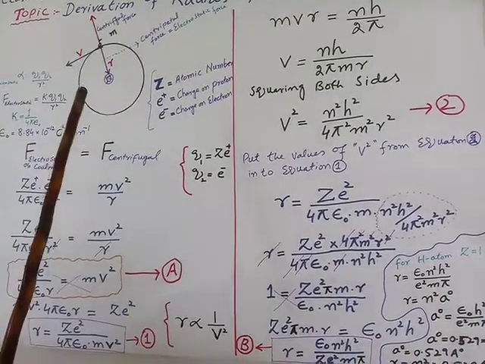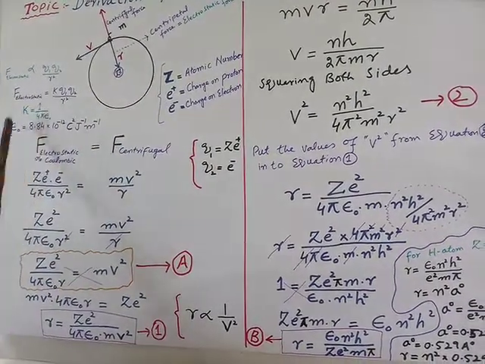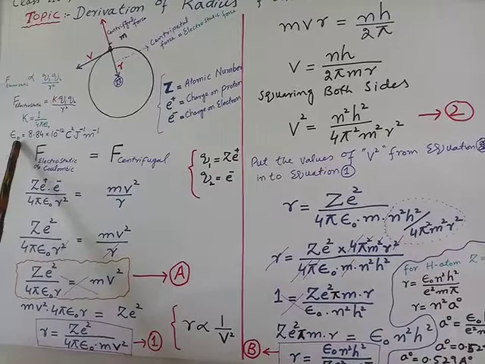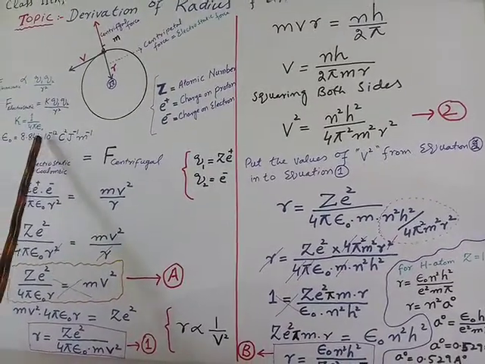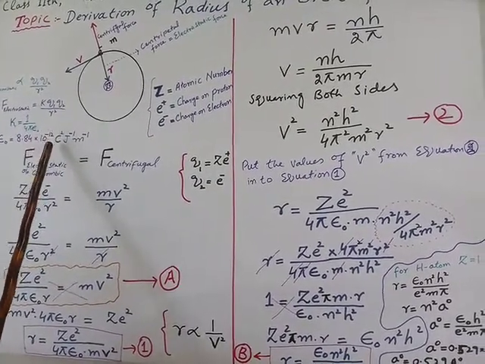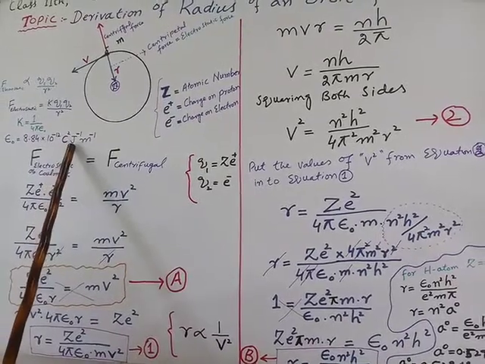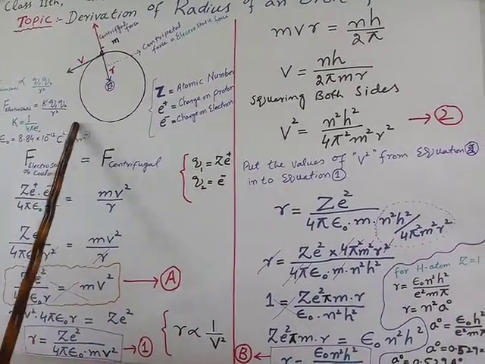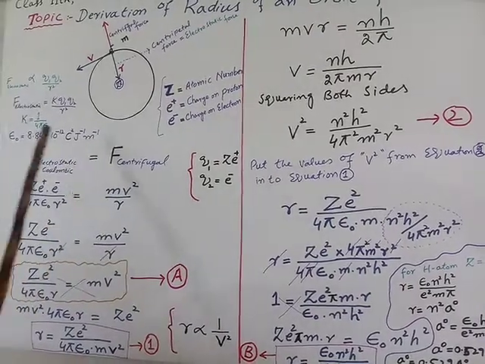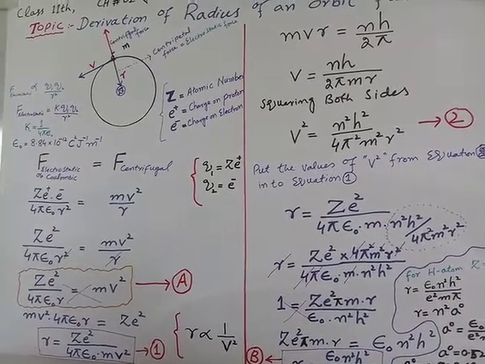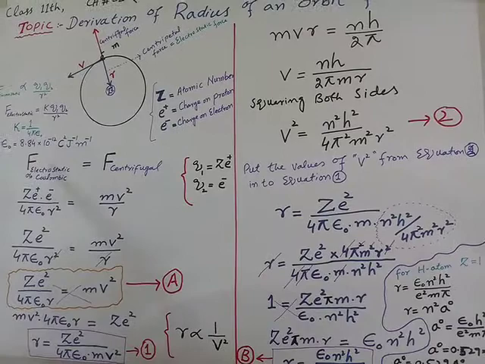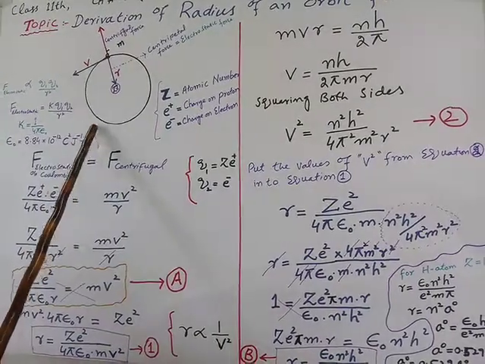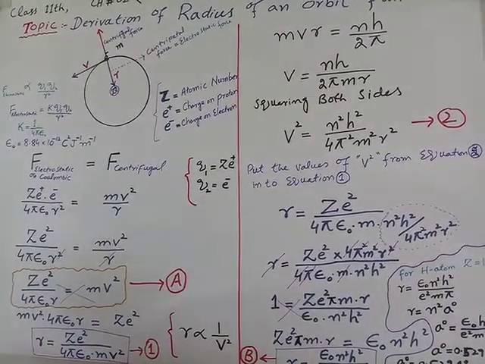But for free space, the value of the permittivity of free space, epsilon naught, is equal to 8.84 into 10 to the power minus 12 coulomb square per joule per meter. So remember this value. It may be one of your multiple choice questions: what is the value of the permittivity of free space, that is epsilon naught? It is given in your book.